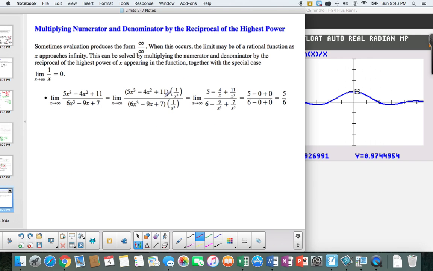Okay, multiplying numerator and denominator by the reciprocal of the highest power. In this case, I am getting infinity over infinity. And when you have infinity over infinity, what we can do is divide by the highest power of x appearing in the denominator, so that we can get some control over the denominator. And when we do that, we get all of this. And as x approaches infinity, we know this denominator gets very large, and so the fraction goes to 0. So all these go to 0, and the answer is 5/6.